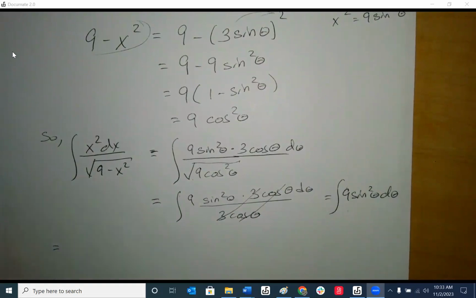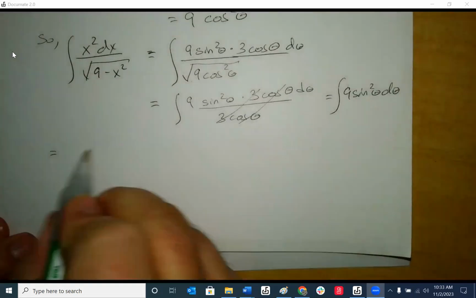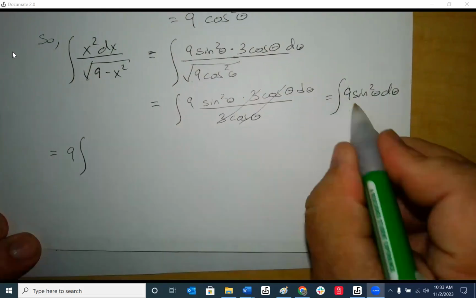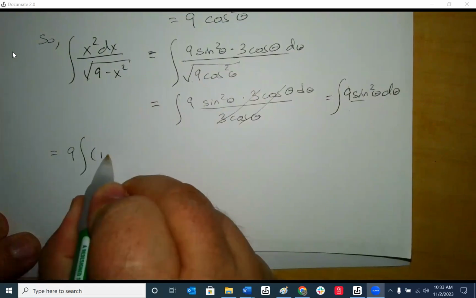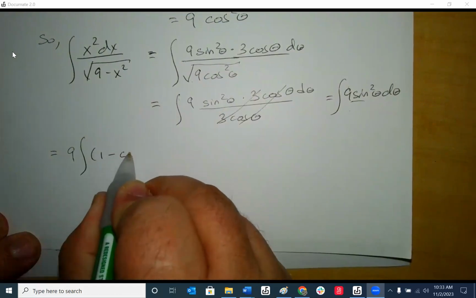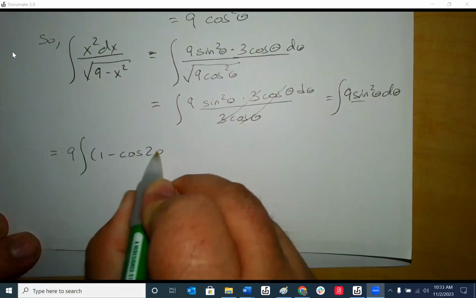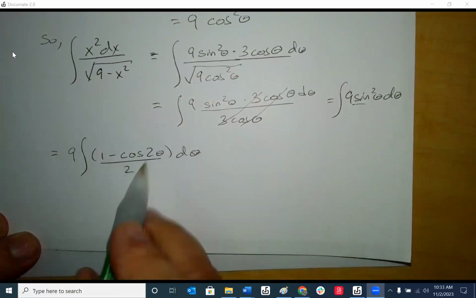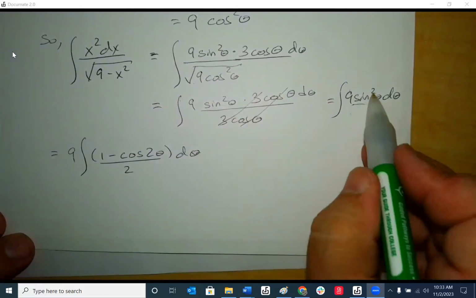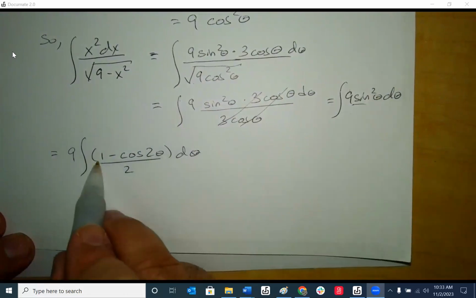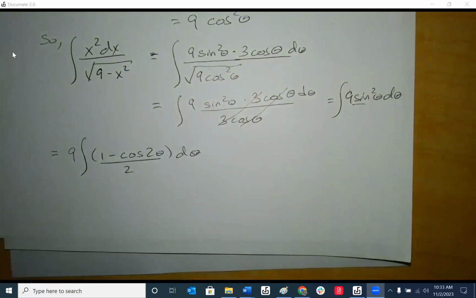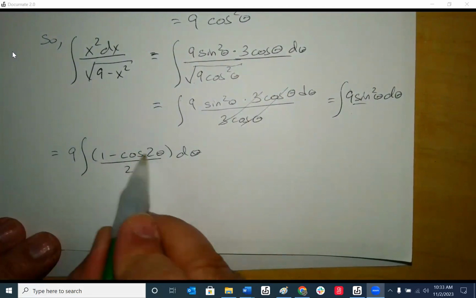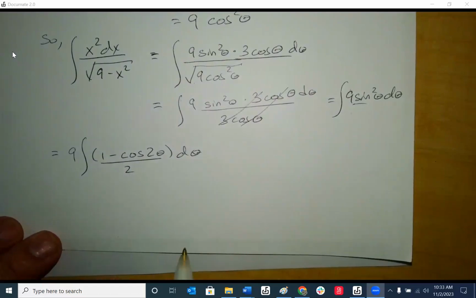Here, we're running out of space. So 9 is a constant, it can go out front. Sine squared theta is the same thing as 1 minus cosine 2 theta over 2. The reason we're going to do that is because we want to drop down from an exponent. If we put 1 minus cosine squared theta, we still have a squared term. We want to do a step down process.